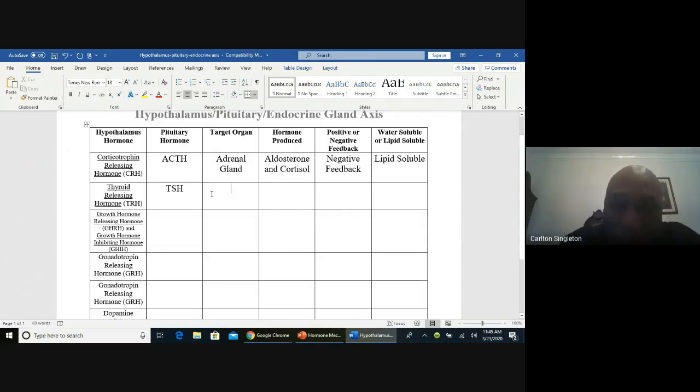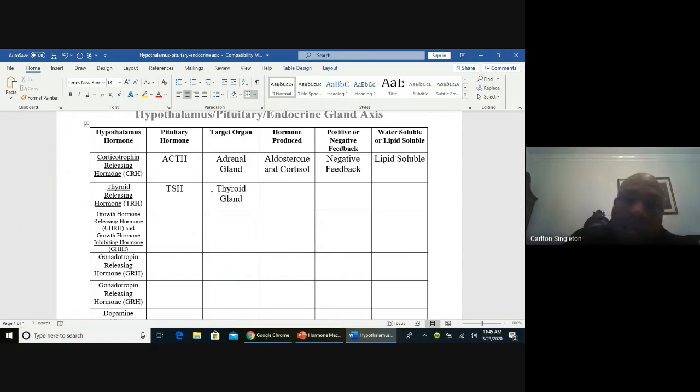Tell me, what hormone, what organ am I stimulating? What gland am I stimulating with thyroid stimulating hormone? Think about it. Look at the name, TSH. What gland would I stimulate? The thyroid? Yeah, that's it. It's in the name. The thyroid gland. So the thyroid stimulating hormone stimulates the thyroid, basically.